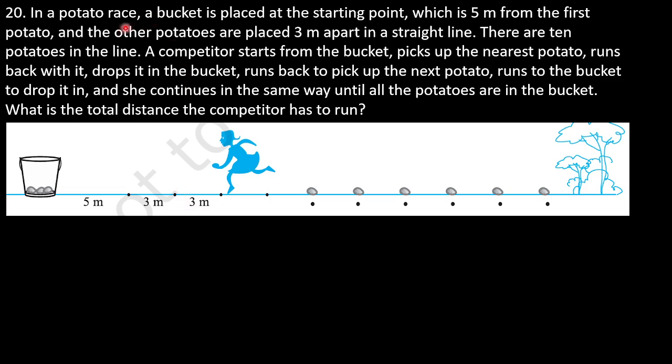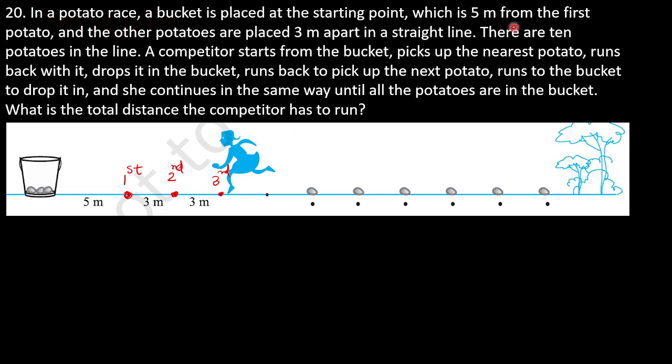Okay, listen. In a potato race, a bucket is placed. Look at the diagram. The bucket is placed 5 meters from the first potato. This is the first potato, right? Let me give the names, otherwise you will be confused. This is the first potato, the next is the second potato, then the third potato. In this way it proceeds. Let me read the question completely.